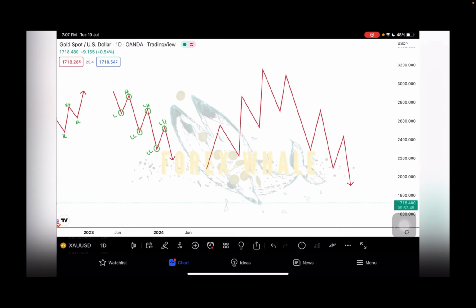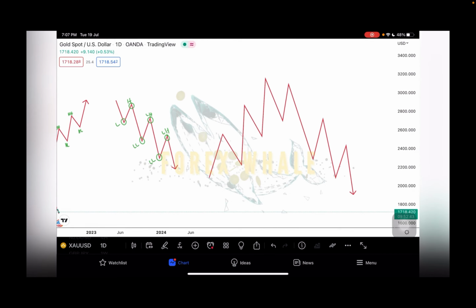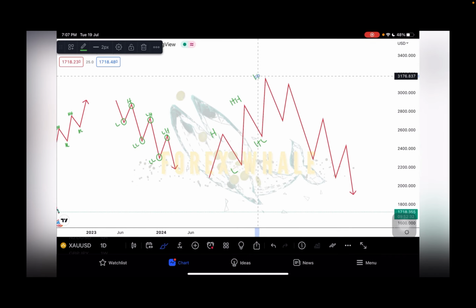It will look something like this. Okay, so let's label this. This is your high, this is your low, this is your higher high, this is your higher low, higher high, higher low. Okay, and then you have all this lower high, lower low, okay, lower low, and then you have your lower high.